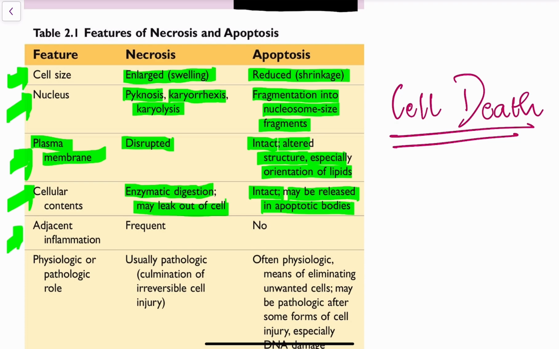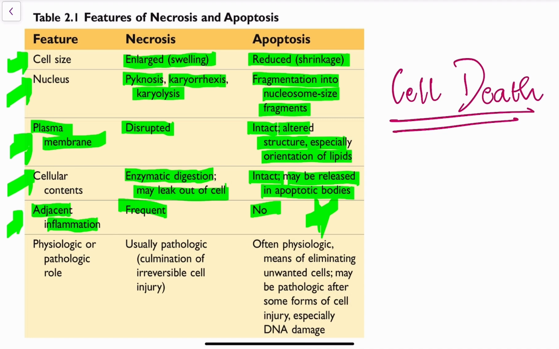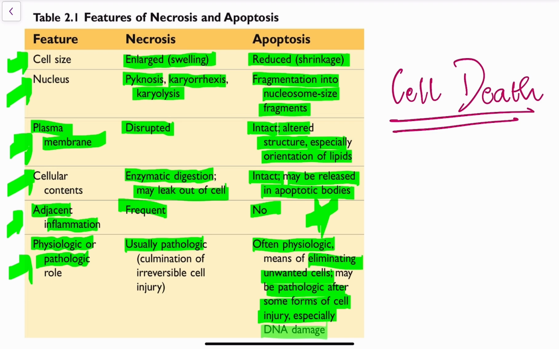Next, a really important point is adjacent inflammation, which is frequently seen in necrosis and is absent in apoptosis. So, this is also a very important point. And finally, is it a physiological or a pathological process? Necrosis is usually a pathological process, whereas apoptosis is often physiological. It is a means of eliminating unwanted cells by the body. It may be pathologic after some form of cell injury, especially DNA damage.